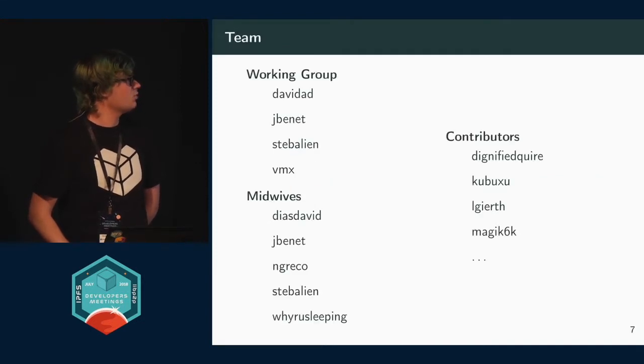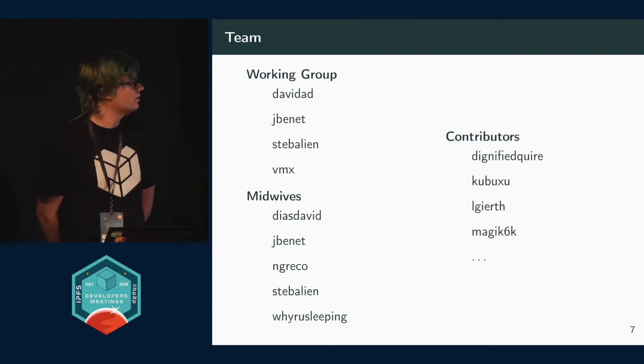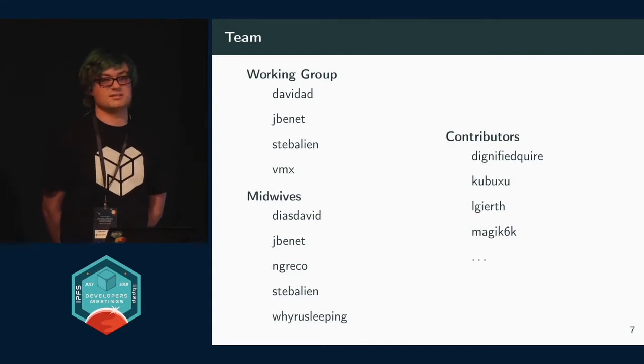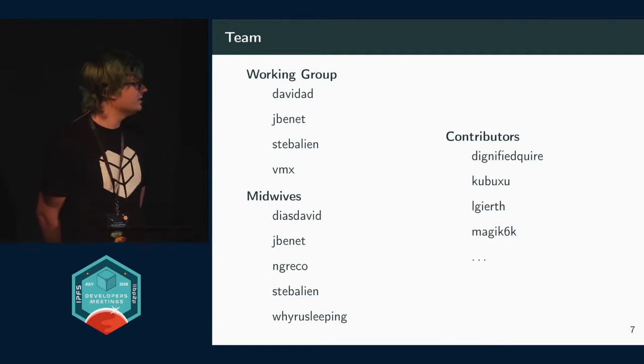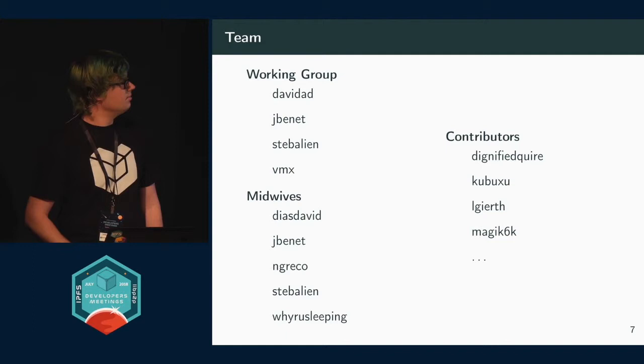For the team that's been working on this, the working group is Juan, myself, Davidad, who's not here currently, and Volker. The midwives, I call them midwives. This is because they're the people that help sort of birth IPLD. Again, Davidad, Juan, Nicola, myself, Jeremy, and then we have a bunch of contributors. It's a bit hard to list them because IPLD is very spread out and has been built over many discussions, but those are some of them.